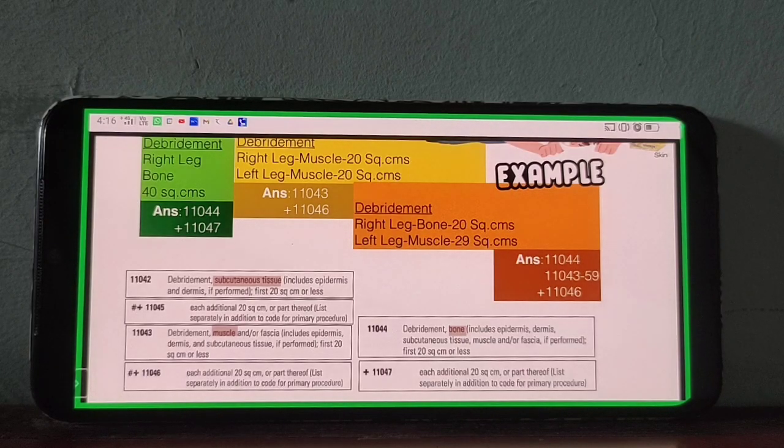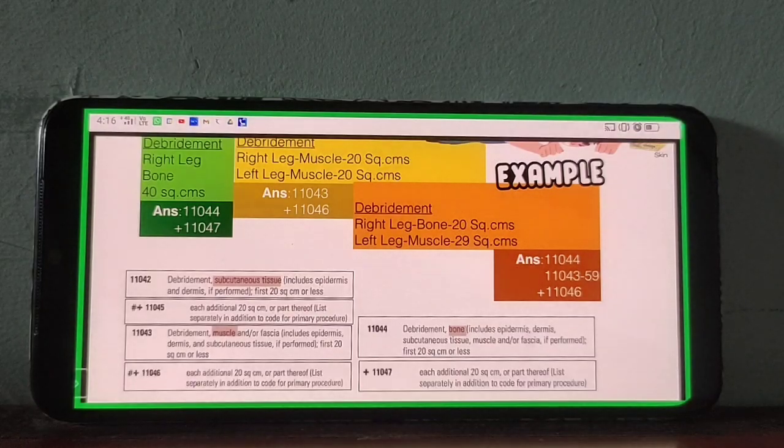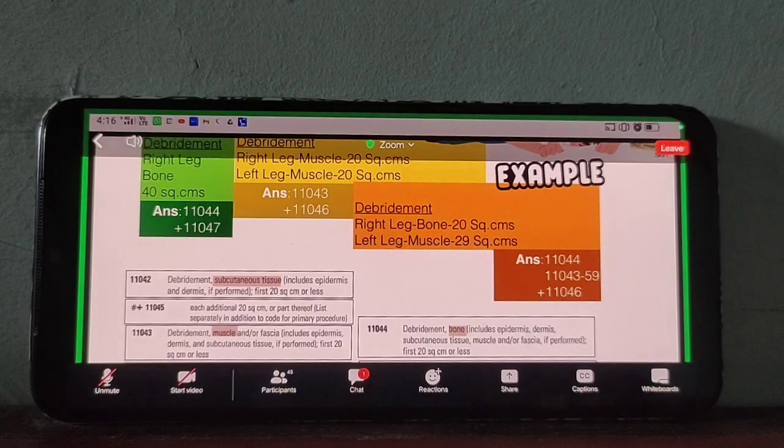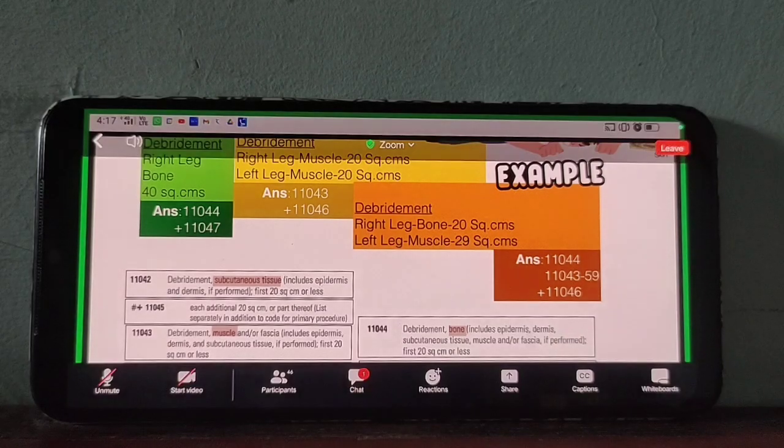So first we have to report the code for the deepest depth, bone. What is the code for 20 square centimeter of bone depth? 11044. Check the code description: first 20 or less. So for the first 20 square centimeter of bone, 11044. Then muscle 29. How can we split that 29? 20 plus 9. For the first 20, 11043, then the remaining 9, 11046.